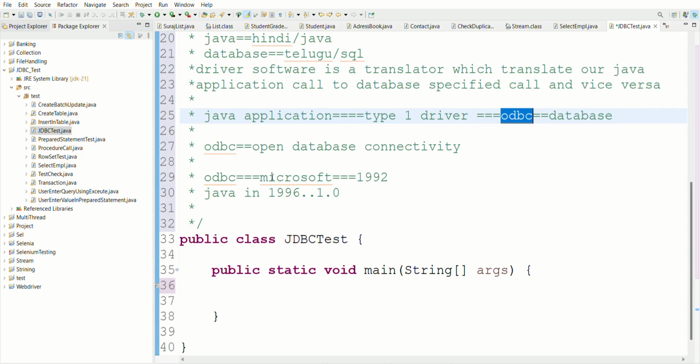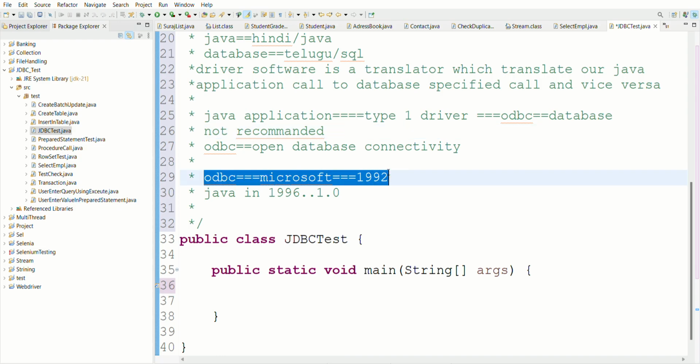But type 1 driver is rarely used. It is not recommended. Why is type 1 driver not recommended? Because as I have told you, ODBC was given by who? It was given by Microsoft, and Microsoft is giving Windows. You are using Windows operating system or Linux or Mac OS, different types of operating system, but ODBC was applicable only for Windows operating system.